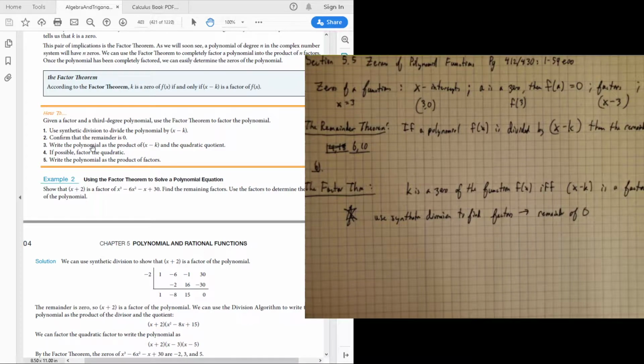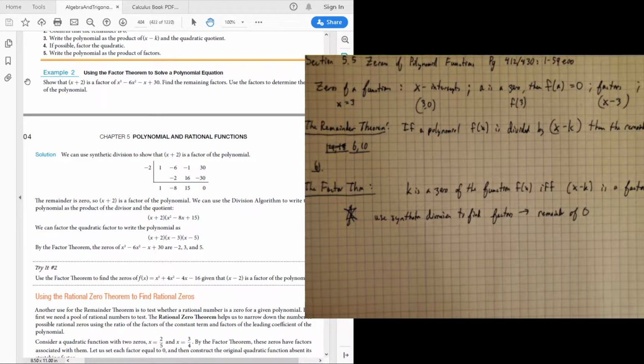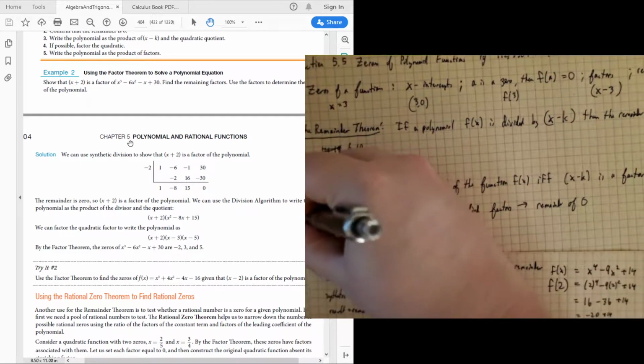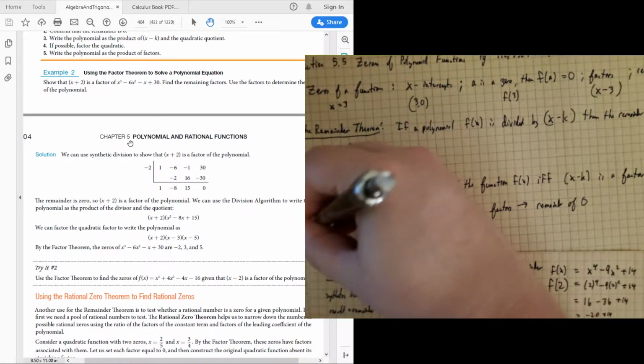We're then going to write that polynomial using the product of the divisor we had and the quotient we ended up with. And then lastly, we're going to try to factor that remaining piece so we can actually write this polynomial in factored form. There's a great example of this right here, but I'm actually going to go straight to the text and do number 14 and number 18. So these are ones like 14 and 18.